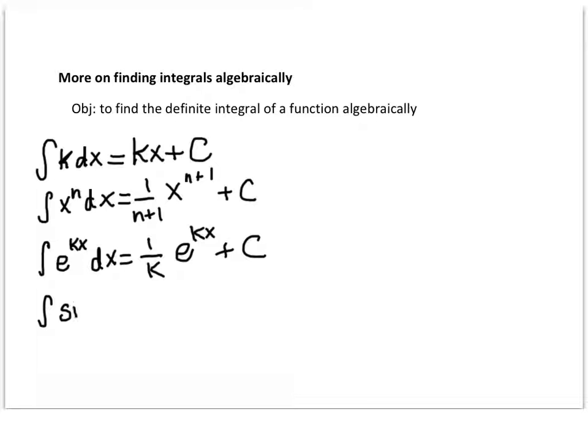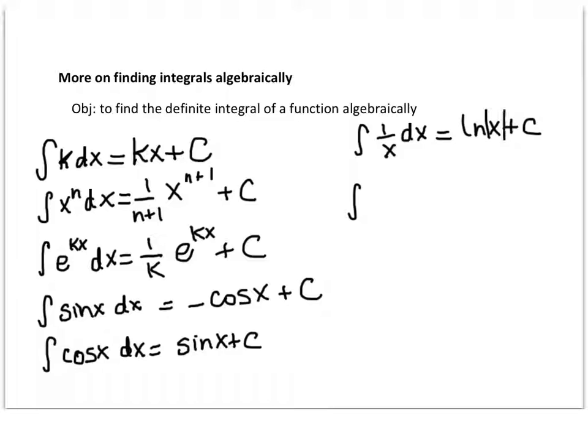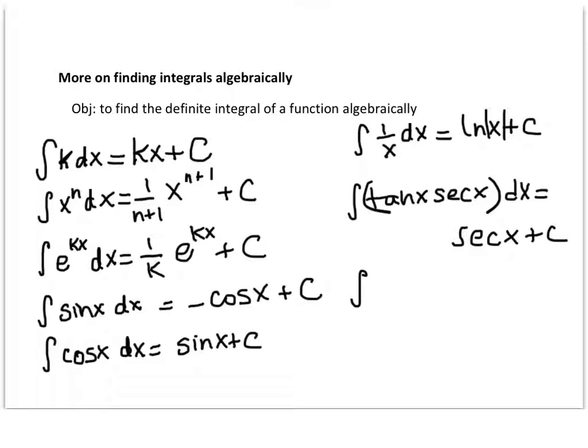We know that the antiderivative of sine x is negative cosine x. The derivative of cosine is negative sine, so the integral of sine is negative cosine. We know that the antiderivative of cosine x is sine x. We know the antiderivative of 1 over x, or x to the negative 1, is natural log x. We know the antiderivative of tangent x secant x is secant x. And we know the antiderivative of secant squared x is tangent x. So those are the rules that we learned.